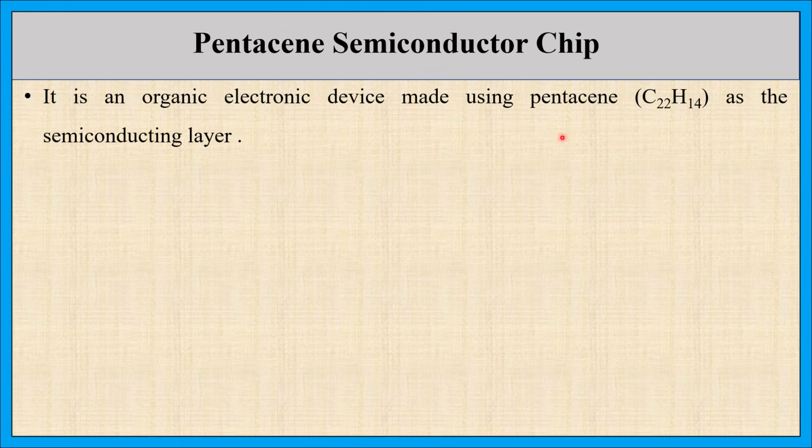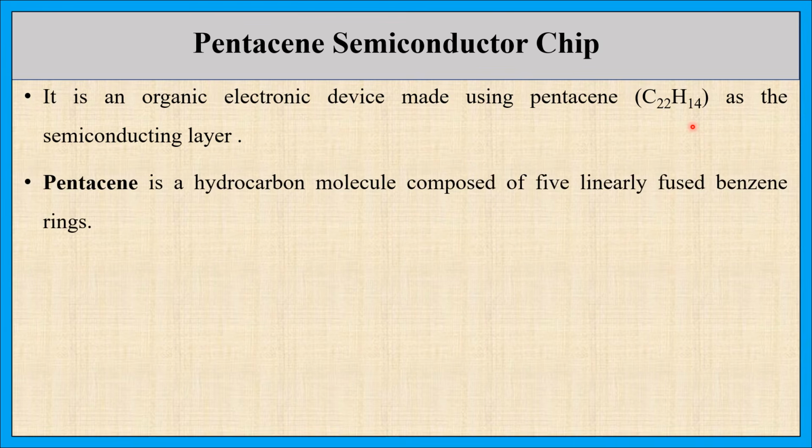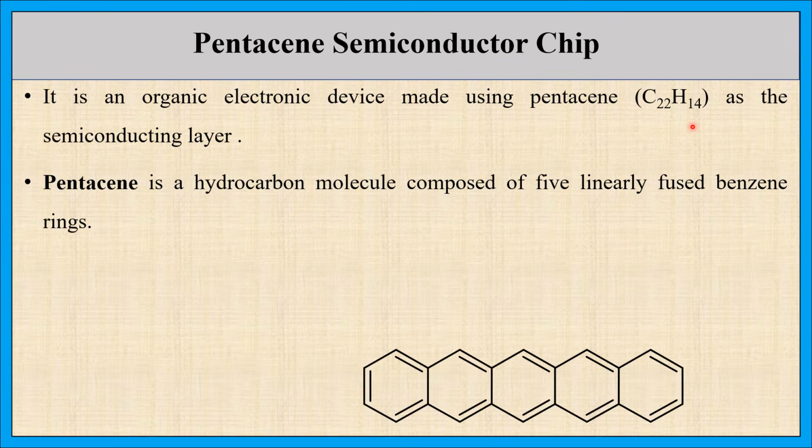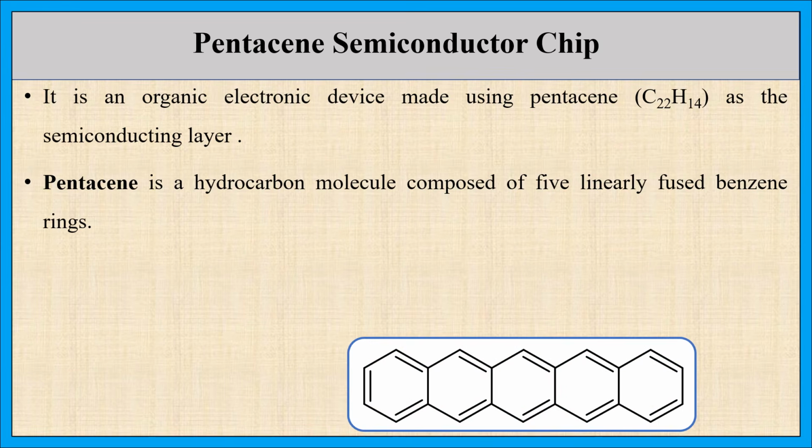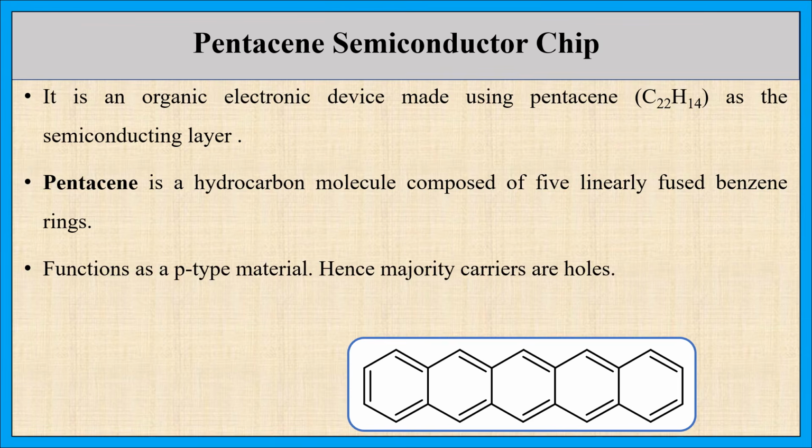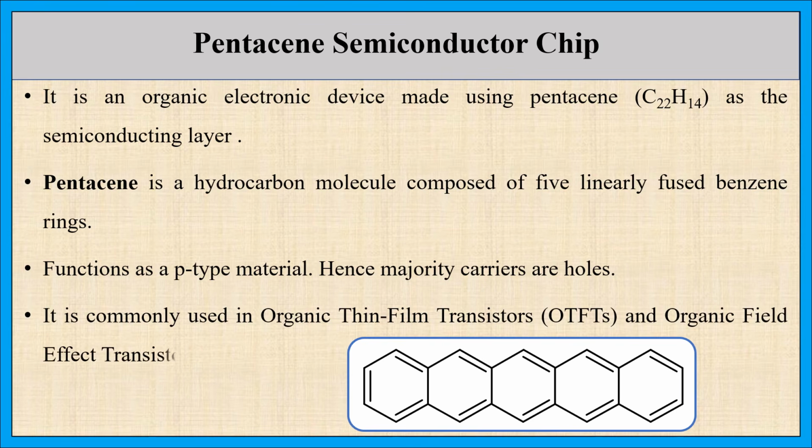And the molecular formula of the pentacene is C22H14. So what is this pentacene? It is a hydrocarbon molecule composed of 5 linearly fused benzene rings. So this is our pentacene. It mainly acts as the p-type material. Hence, here the majority carriers are holes. It is commonly used in organic thin film transistors and organic field effect transistors.